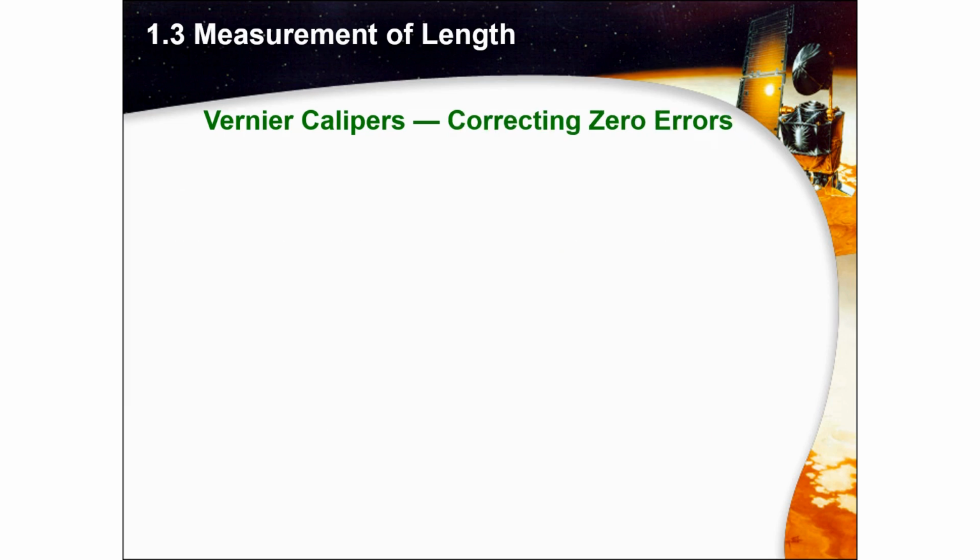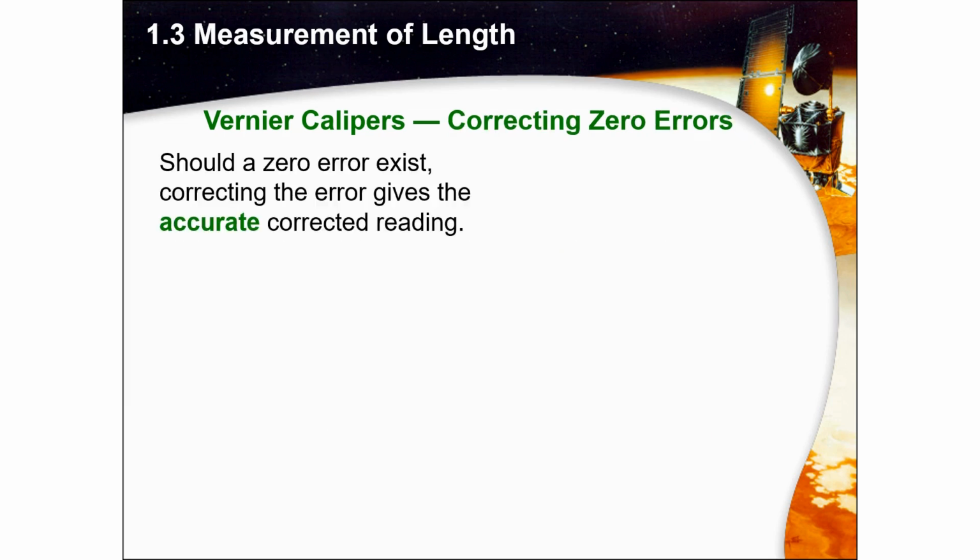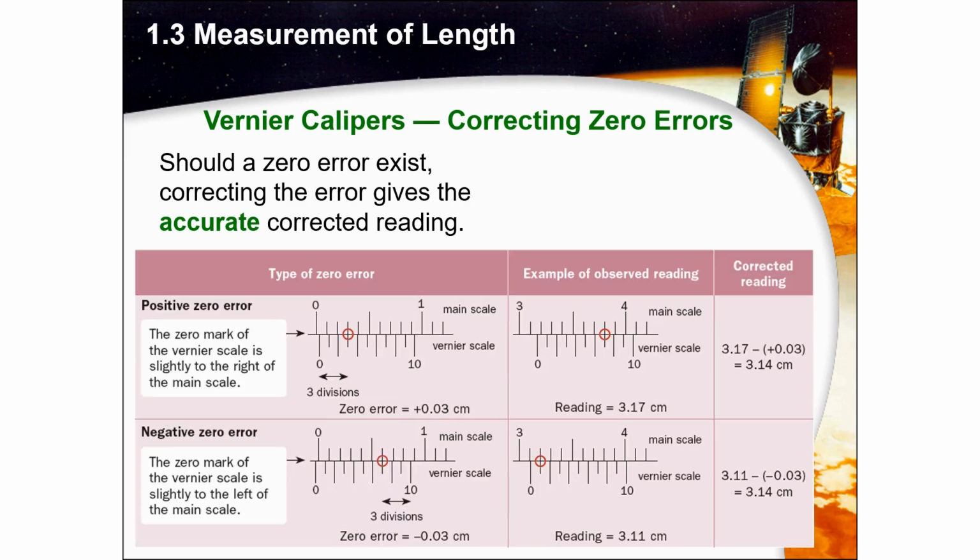Now, how do you correct zero errors? Should a zero error exist, correcting the error gives the accurate corrected reading. For example, if we have the positive zero error, because the first one does not coincide and it is going slightly to the right, we have a positive zero error. But downwards, where the zero mark of the vernier scale is slightly to the left of the main scale, you have the negative zero error. So when it happens, you can have the correction.